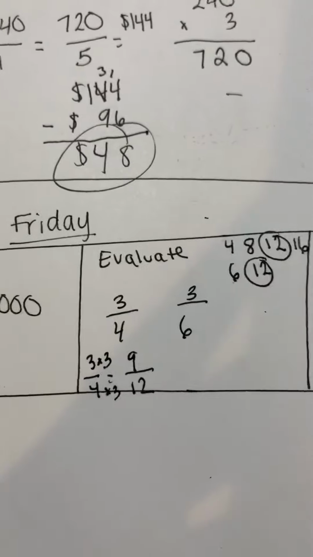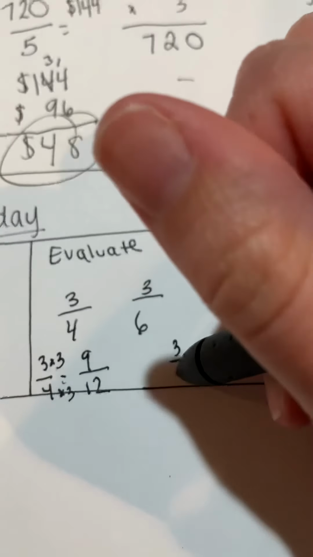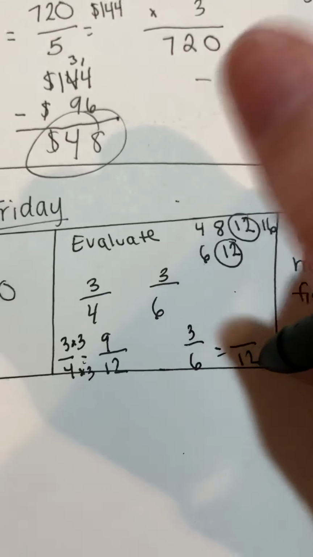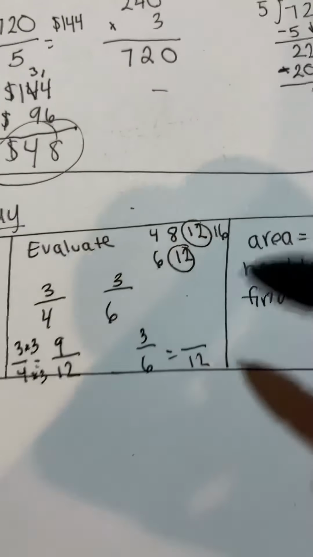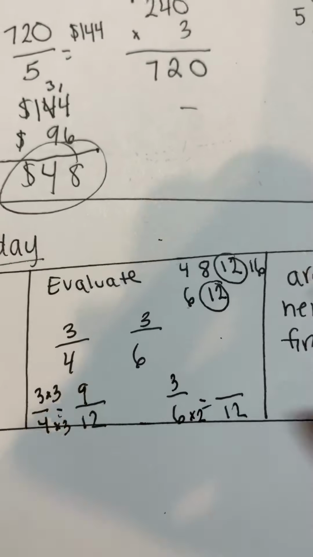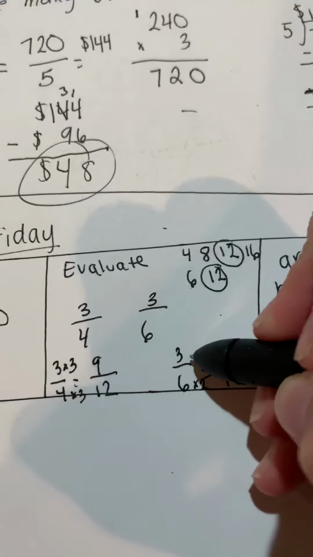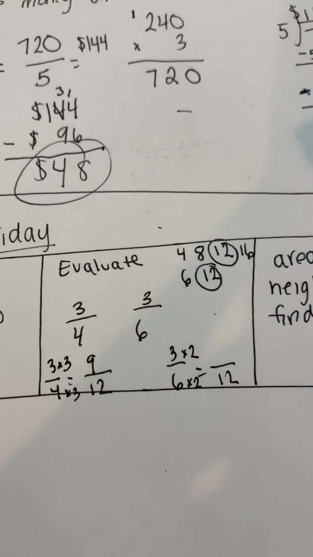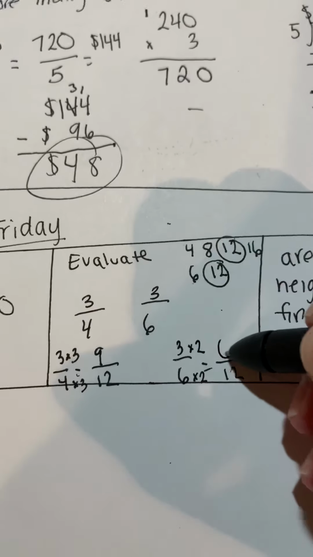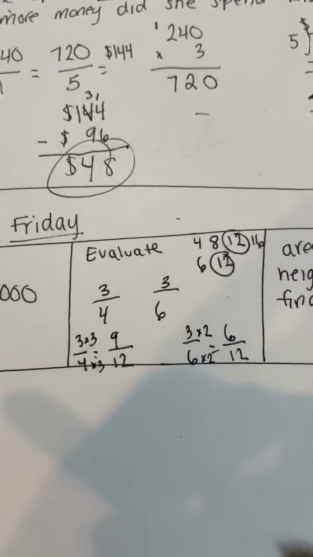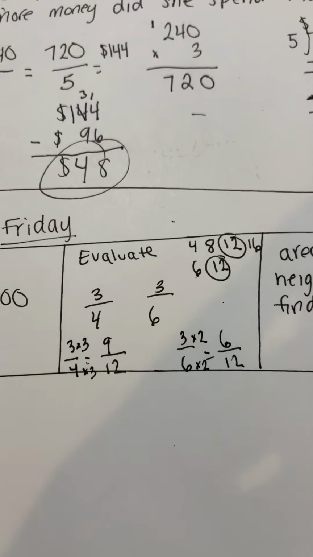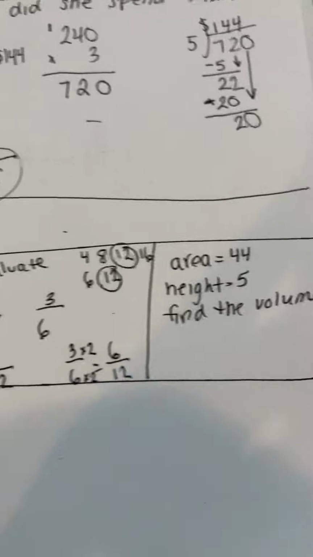Now let's write 3/6 with 12 as our new denominator. 6 times 2 equals 12. 3 times 2 equals 6. Your job right now is to compare 9/12 and 6/12. Which one is larger?